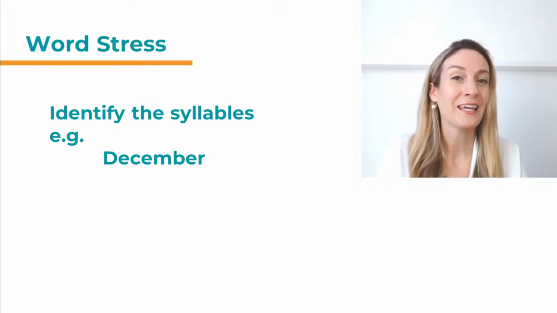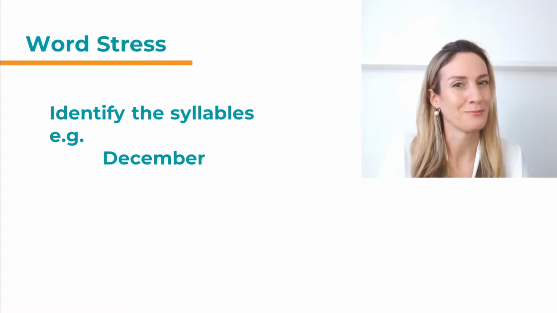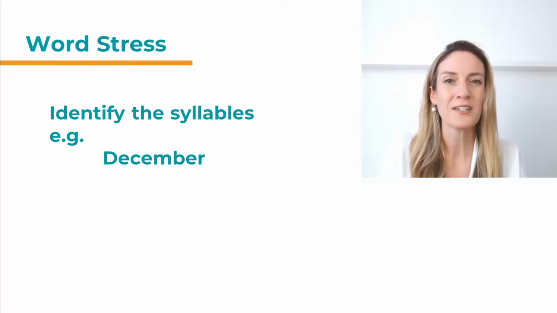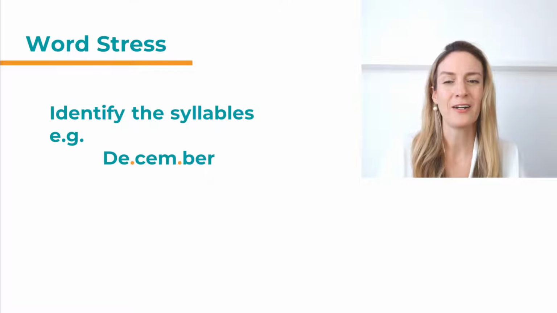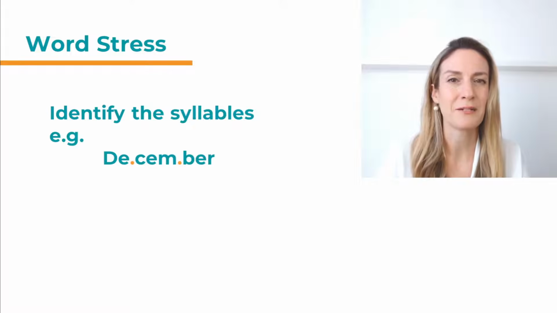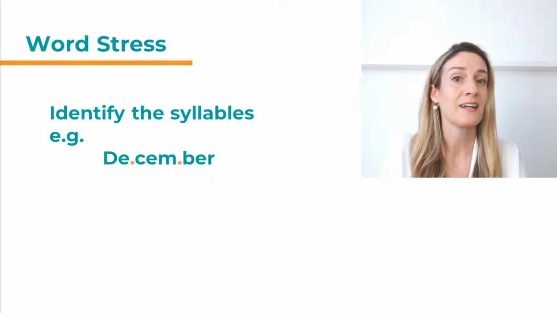Now let's do that again with another example. Here we have December, the month December. Again, we want to identify first of all how many syllables we have in this word. December. Here they are. I've put down little period marks to show the syllable boundary, and I'm going to say it naturally a few times. Let's see if you can hear the stress. December.